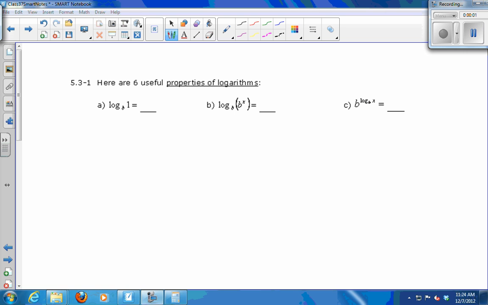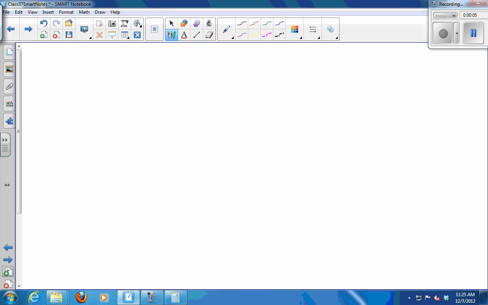We came up with the definition of a logarithm. To remind you, we said that if you take log base b of x and you get y, what exponential equation would be equivalent to that one? It has the exact same information, but written as an exponential equation. B to the y equals x.